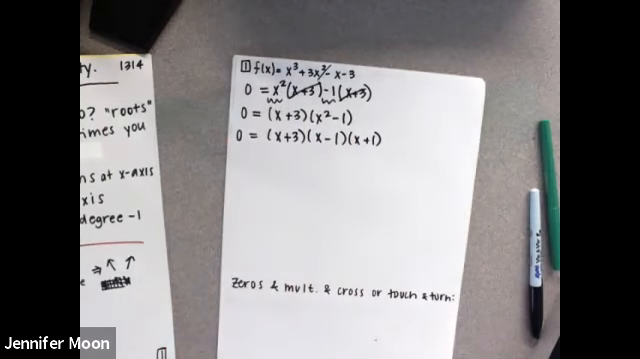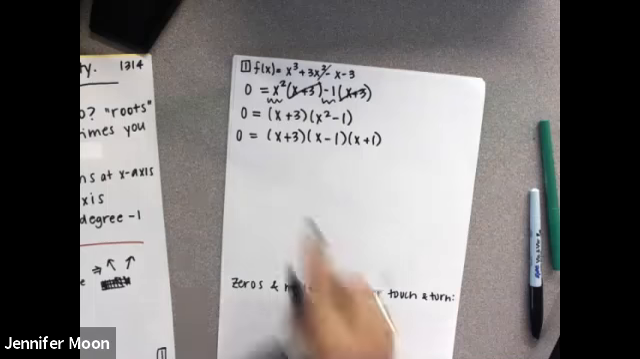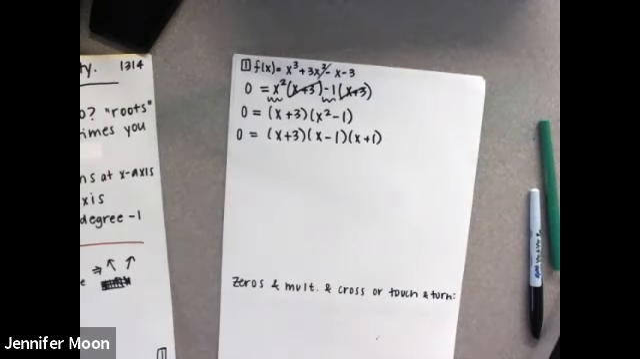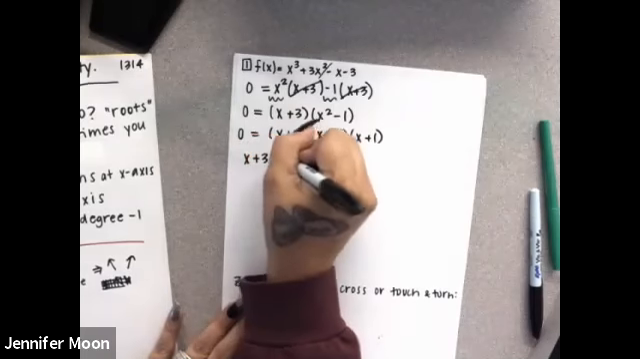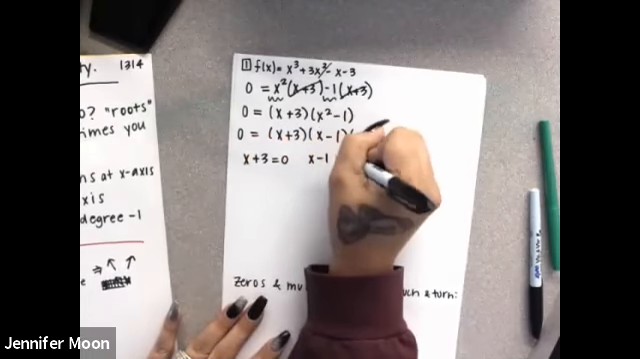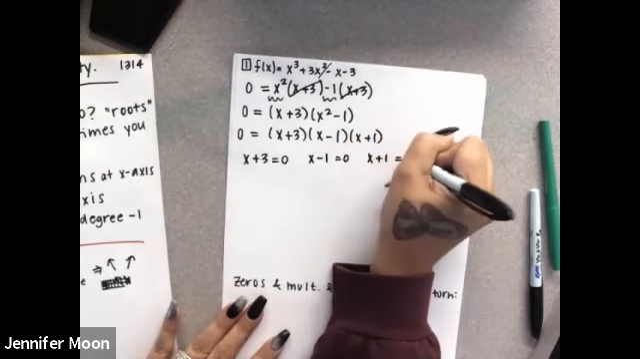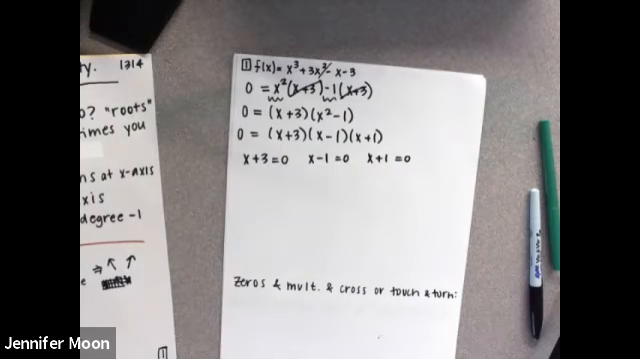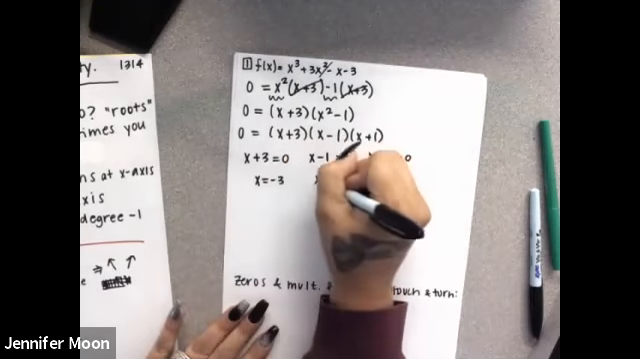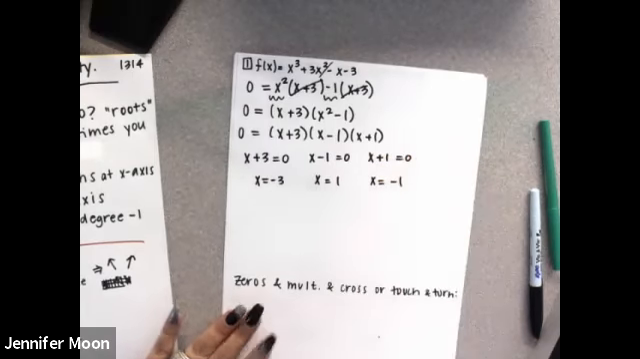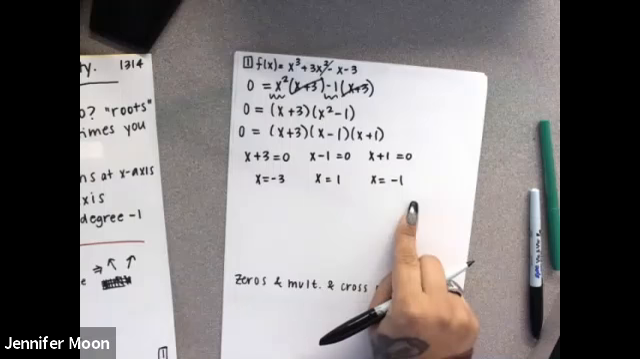Now, I needed to see what values make my function equal 0, right? Those were my zeros. So now that I have factors, now that I have parentheses, you set each of them equal to 0, right? Like we've been doing. So I have x plus 3 equals 0, x minus 1 equals 0, and x plus 1 equals 0, right? Now, solving these, y'all, what do I get? x equals -3, 1, and -1, right?